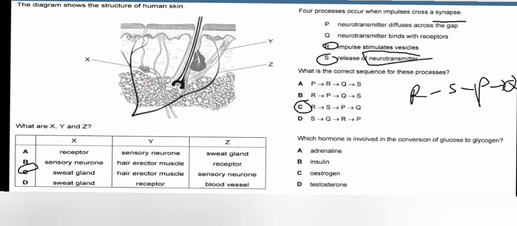Then the next one. Which hormone is involved in the conversion of glucose to glycogen? The hormone involved in the conversion of glucose to glycogen is called insulin. So the answer here is B.